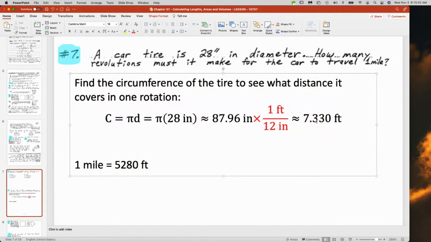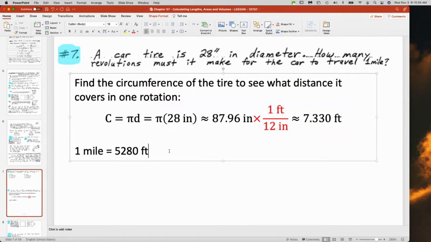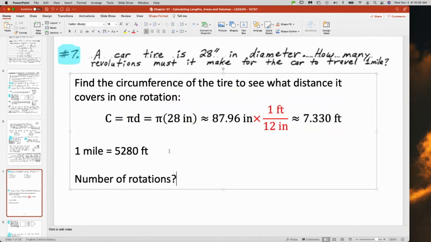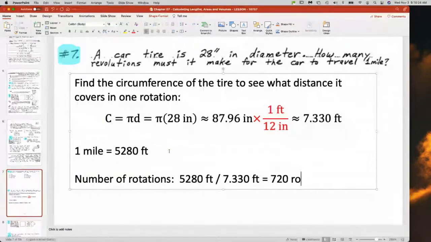So now it's a matter of figuring out how many rotations there would be in this tire to cover 1 mile. So anybody, what do you think in the chat? What should we do now to find out how many rotations? Yeah, just divide the two answers. That's right. I don't want to be fancy here. I'll just do it like that. 5280 feet divided by 7.330 feet is 720. I got a couple 720s. I'm not going to argue with you. You got the right answer.